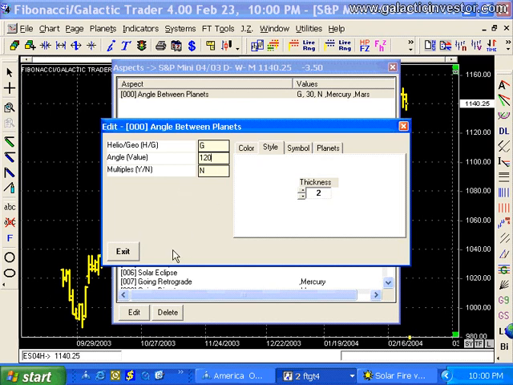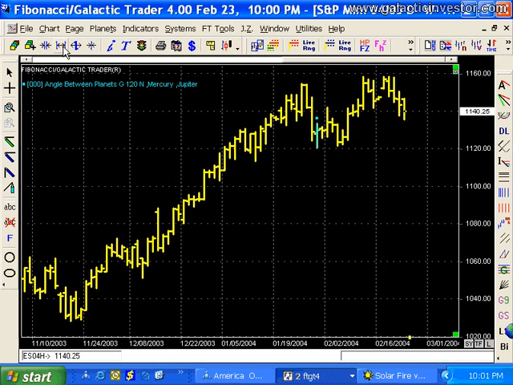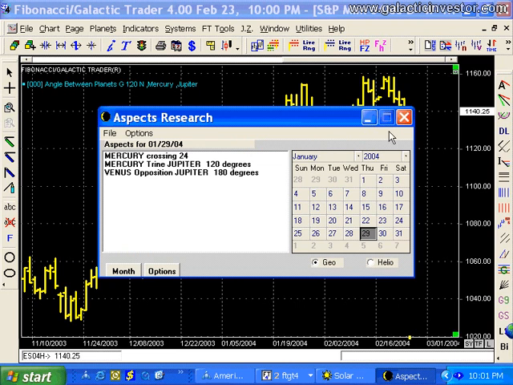If we wanted multiples of aspects, we would double click on the N. For multiples, it would turn into Y. That would give us multiples of 120, or 120 plus 120, which is 240, or the trine once again, plus 120 is 360, or the conjunction. So if we clicked on multiples for the 120 degree aspect, we would get the conjunction and trine. But we're just looking at the trine right now, and we're just coloring the bar to identify the aspect. So we had Mercury trine Jupiter 120 degrees on the 29th of January 2004.